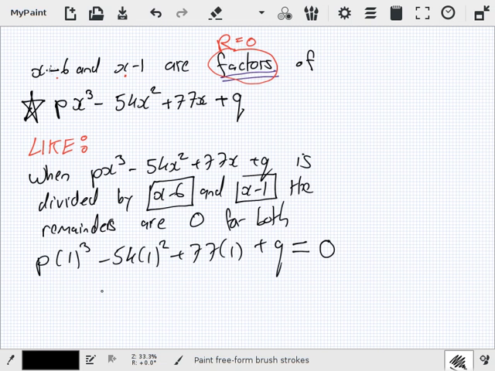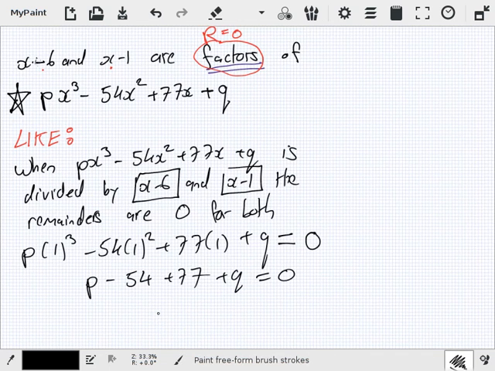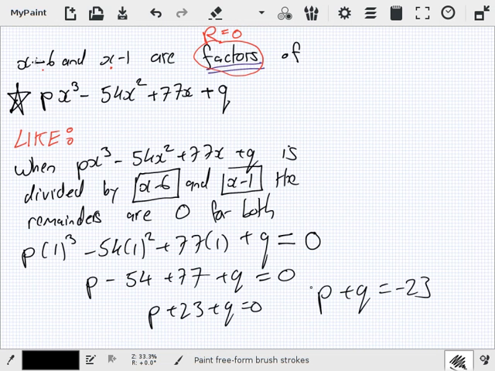So this is p minus 54 plus 77 plus q. Can you just put in minus 54 plus 77 on the calculator? Let's see what we get. 23. So p plus 23 plus q equals 0. So that means p plus q equals minus 23. That's okay, because you did minus 54 plus 77, I got plus 23, which I took to the right.